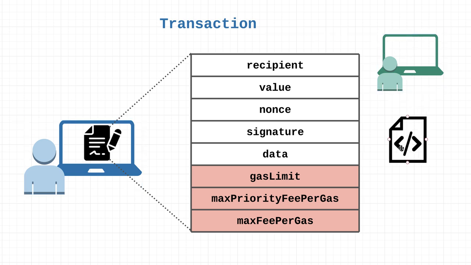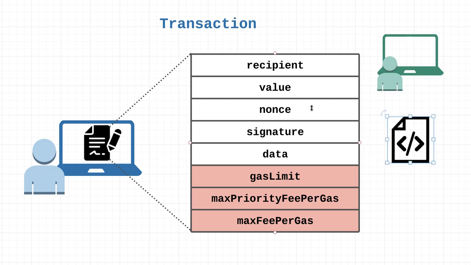When the recipient is a contract account, that transaction is going to trigger the code in this contract to run or execute. Now, the value field in a transaction, you can probably guess, is just the amount of Ether that you want to send to the recipient. And the recipient in this case can be both the EOA or a smart contract.